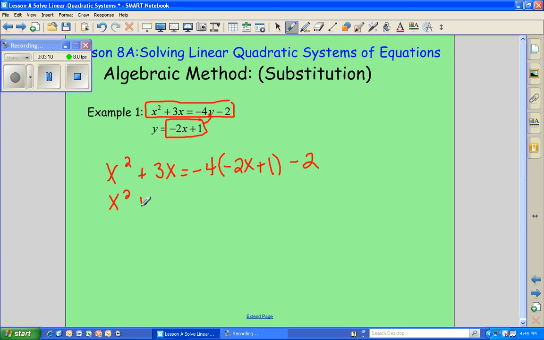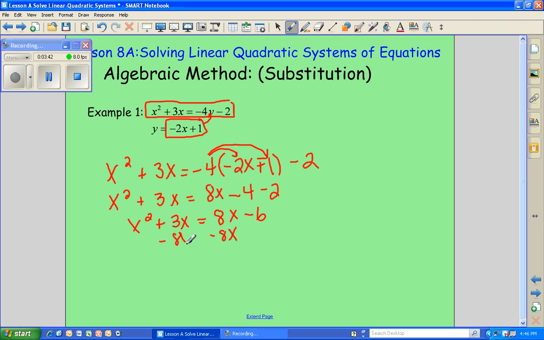So I get x squared plus 3x. I'm going to distribute the negative 4 to the negative 2x, and that's going to give me a positive 8x. And then the negative 4 to the positive 1, and that's going to give me a negative 4. I'm going to combine like terms on each side. Those two stay there. I have an 8x and then a minus 6. Now with any quadratic equation, you always want to set it equal to 0. So I'm going to move this 8x over here, and I'm going to move this negative 6x over to this side so that my quadratic equation will now be equal to 0.